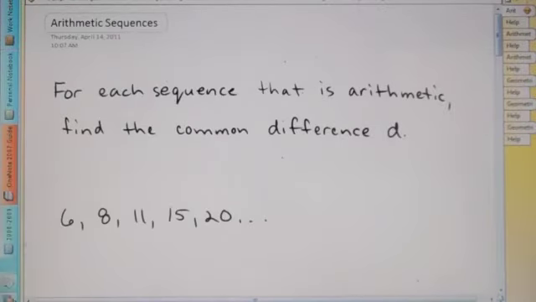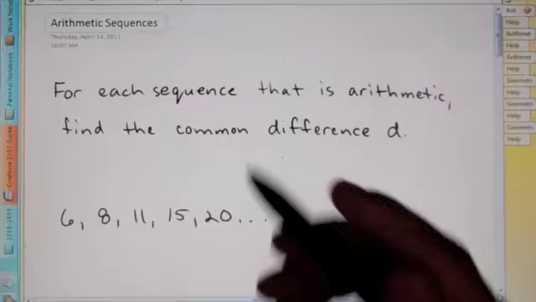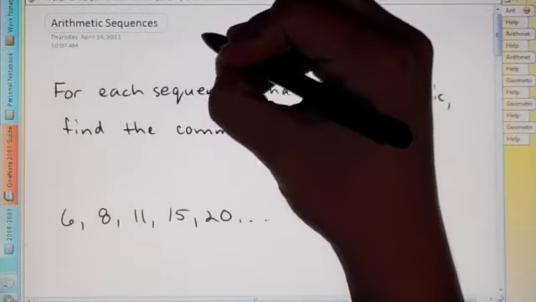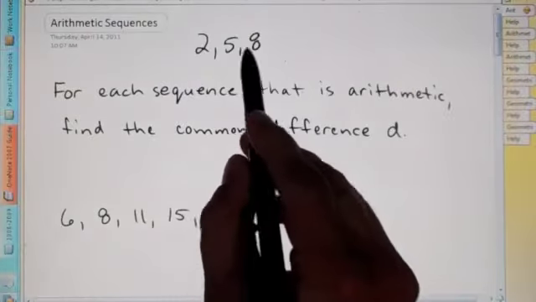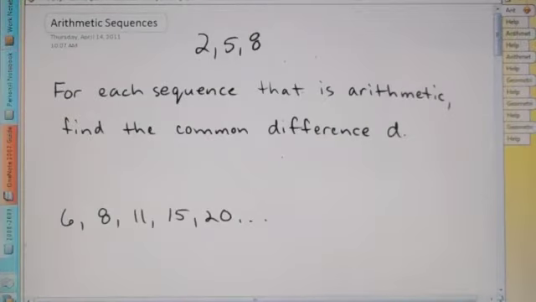Hey, Algebra 2, today we're going to talk about arithmetic sequences. It says for each sequence that is arithmetic, find the common difference, d. First, a sequence is a list of numbers that follows a pattern. Notice we keep on adding by 3. It's arithmetic because we keep adding the same amount. We're not multiplying or dividing, we're adding.